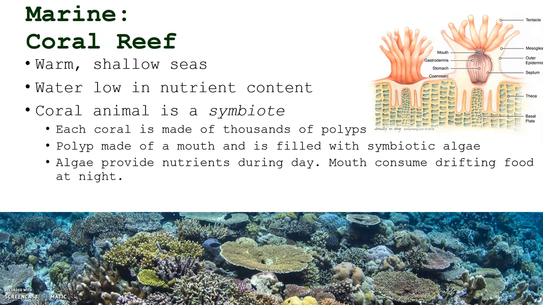Algae provides nutrients during the day. Mouth consumes the drifting food at night. Just to give you another example of symbiosis in an aquatic environment. Very high net primary productivity, which is why that water is low in nutrient content. Think of the rainforest. The soil is low in nutrients because all the nutrients are in all the life that's there. But then the rainforest is also very high in biodiversity, and so is the coral reef.